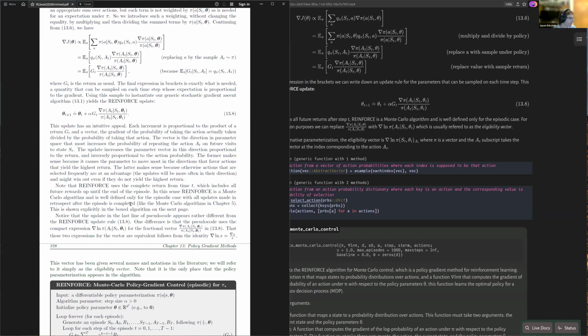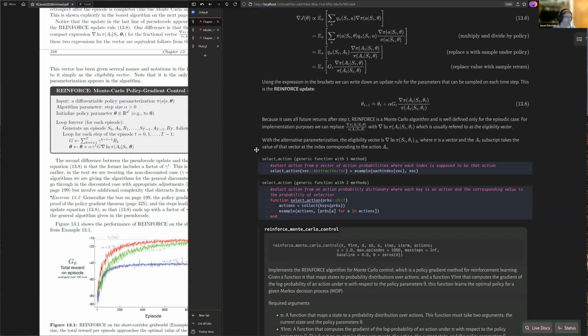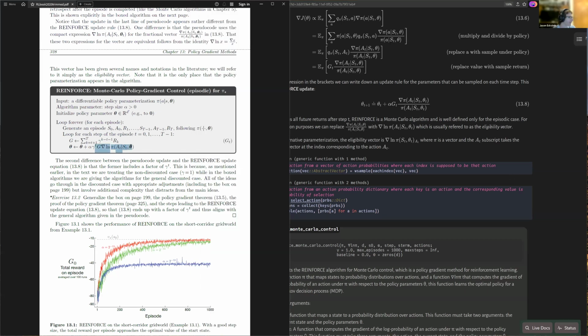And here is the pseudocode. It's very short, but because it's a Monte Carlo algorithm, we're just going to go through the episode. And so we have this trajectory of states and actions. Here they're going through it forwards. You could also loop through it backwards, but here they're just computing the discounted return looking forward through the episode. And then that's just being multiplied by the eligibility vector, which is the gradient, so it's just G times the eligibility vector. And that's what's going to do the gradient update.